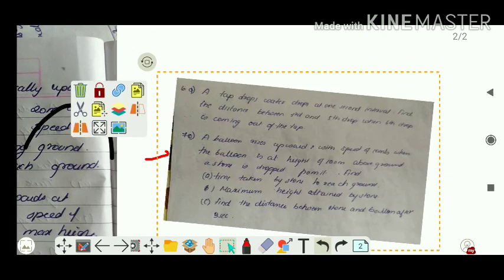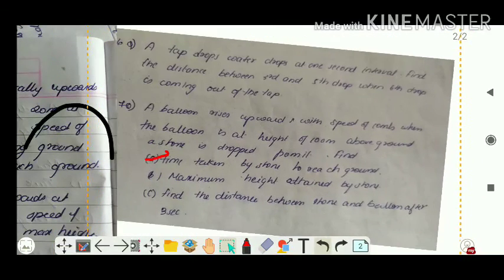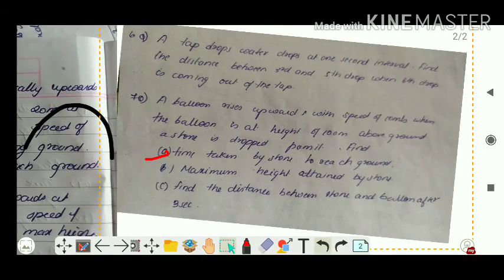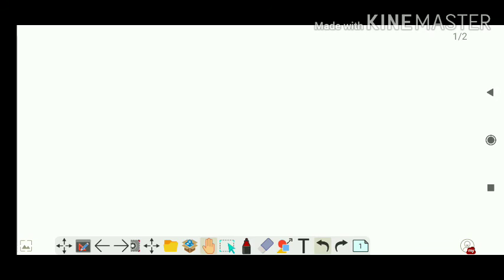It doesn't become large. Okay, we are having the sixth question. A tap drops water at 1 second interval. Find the distance between the third and the fifth drop when the sixth drop is coming out of the tap, right? So how will we solve that question, guys?